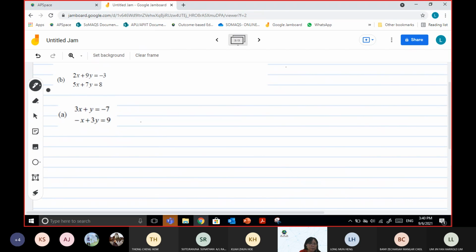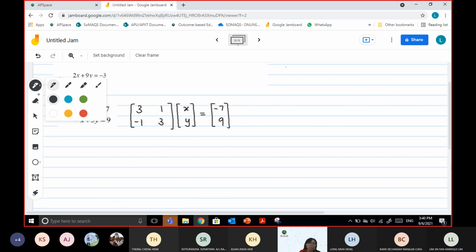It looks like this. We write the coefficients in one matrix. The coefficients will be a 2 by 2 matrix, which is 3, 1, -1, and 3. The second matrix is the unknowns, and we must follow the sequence according to the equation: x comes first, followed by y. The matrix at the right hand side comes from the values on the right hand side of the equation, which is -7 and 9. That's how we represent the equations in matrix form.